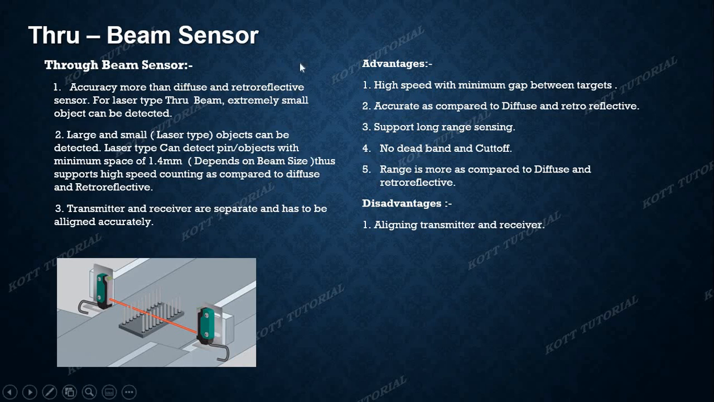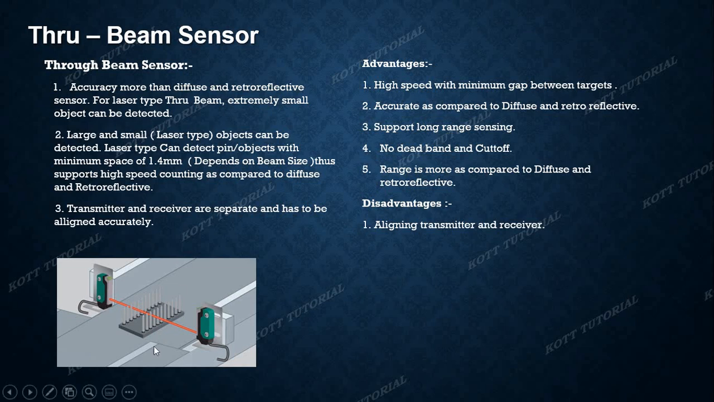Large and small objects can be detected. Laser type can detect a pin or object with a minimum spacing of 1.4 mm. It depends on the beam size also. Yes, it supports high speed counting as compared to diffuse and retroreflective. So if we have an application for counting of needles, we cannot use a retroreflective or a through beam; we have to use a laser type through beam. The reason is that for the diffuse and the retroreflective, light is being diffused from the product.